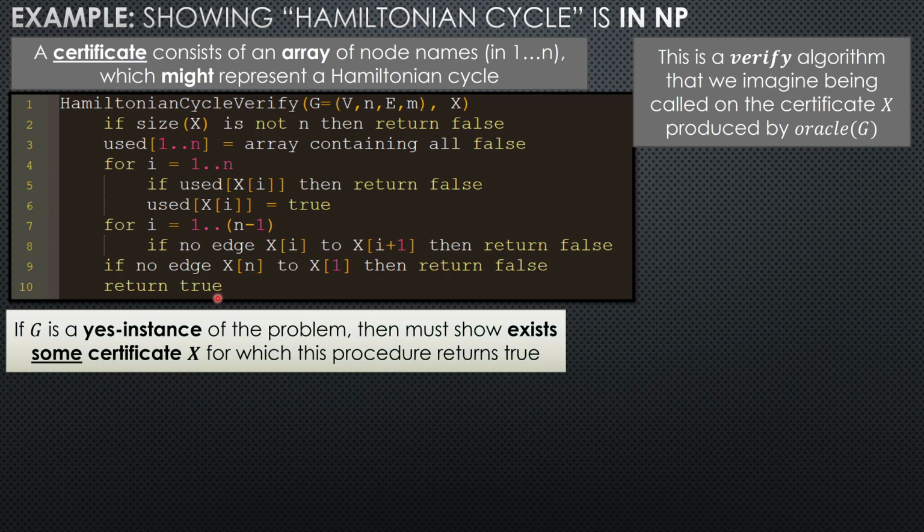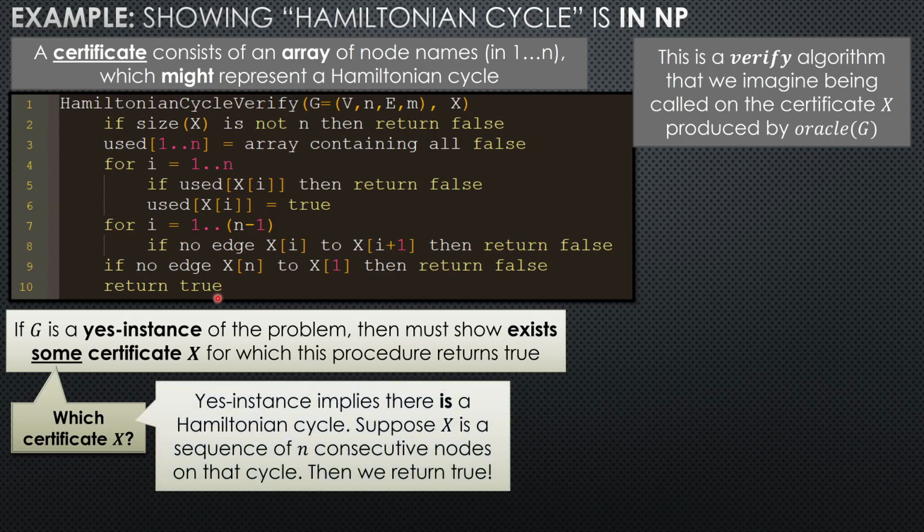Okay, so let's prove correctness. How do we prove correctness? We have two cases. If G is a yes instance, where the correct answer is yes for this graph, then we, as the prover, have to show there is a certificate for which this procedure will return true. Well, if G is a yes instance, then there is a Hamiltonian cycle. So suppose X, the certificate, is a sequence of n consecutive nodes on that cycle. Because this is a yes instance, let the certificate be a sequence of n consecutive nodes on that cycle.